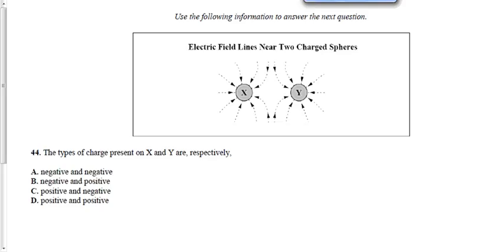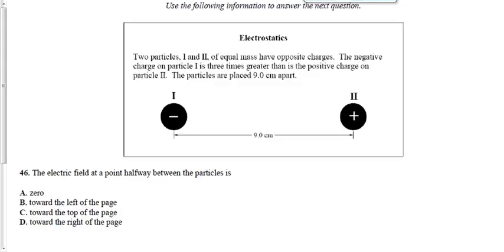Olivia, which is it? Why do you say negative and negative? Good, because the field lines are pointing towards both of them. Good. Let's have a look at question number 46 now at your desks.